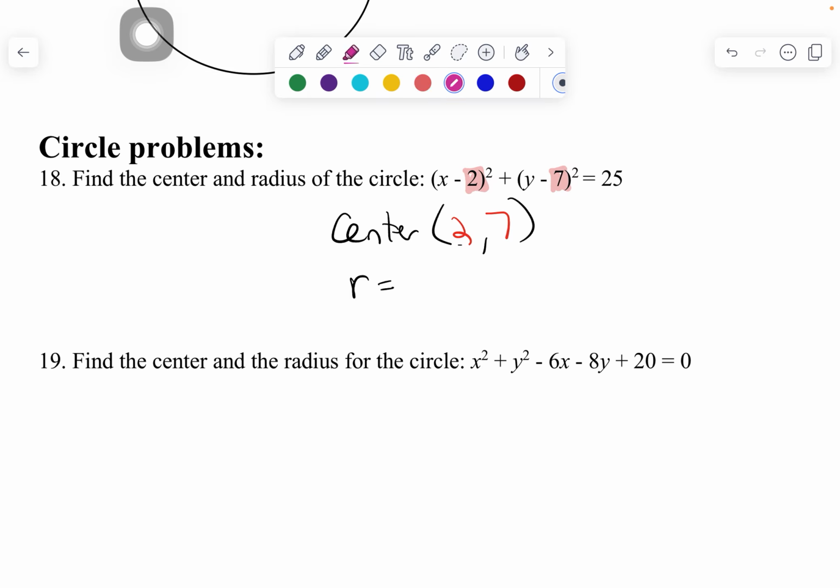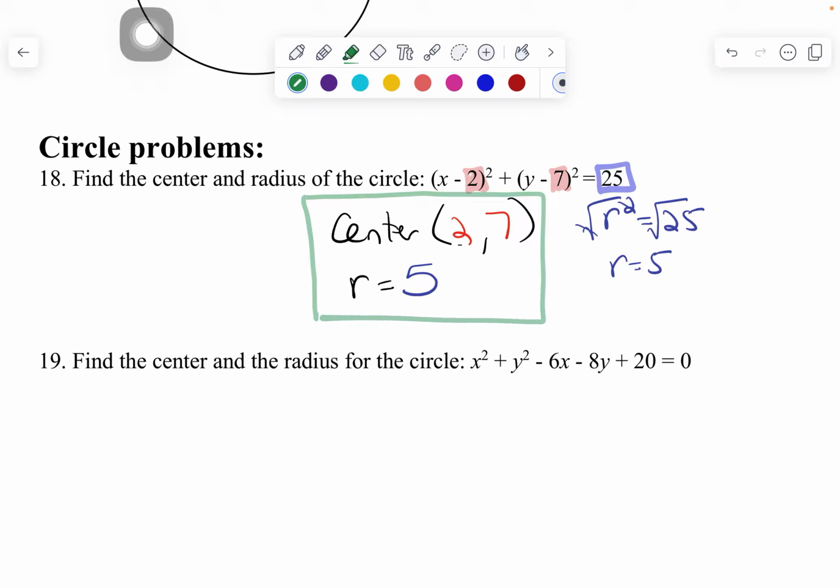All right. And then your radius comes from this part. Whoops, let me grab a highlighter here. This part of the equation is for radius squared, or r squared is equal to 25. So if I take the square root here, you're going to get r is equal to just 5. We don't know the units here, but that's the center and the radius. So those are the two pieces of information you were asked for in question number 18.